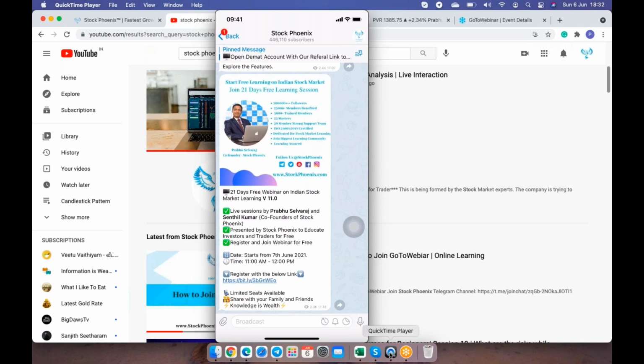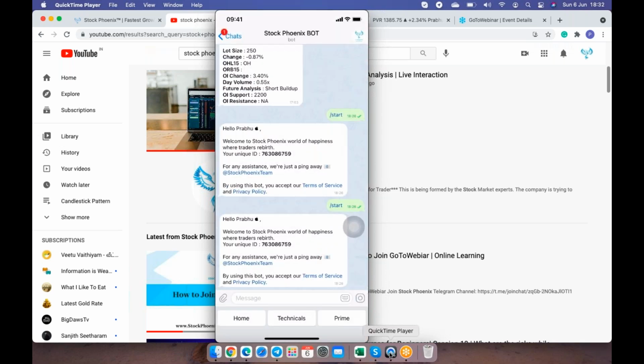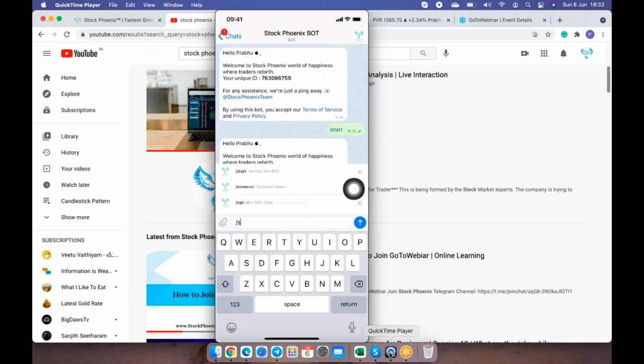You can subscribe to his learning series of 21 days. Let's come back to the bot now. So how does the bot work? This is what the bot looks like, and you can start the bot by clicking on /start. The bot can be accessed and it will give a restart menu. You can also type /start. It will restart the bot, and the main screen will come.